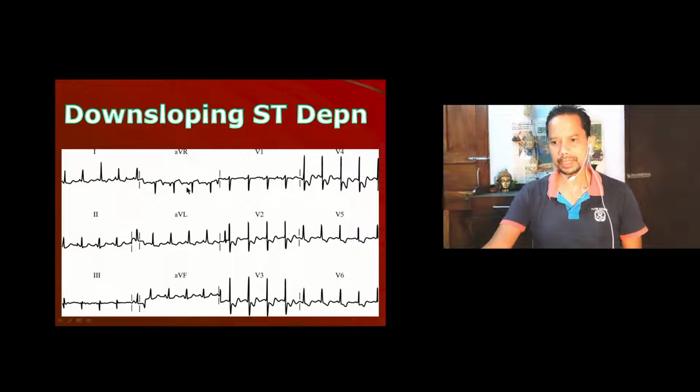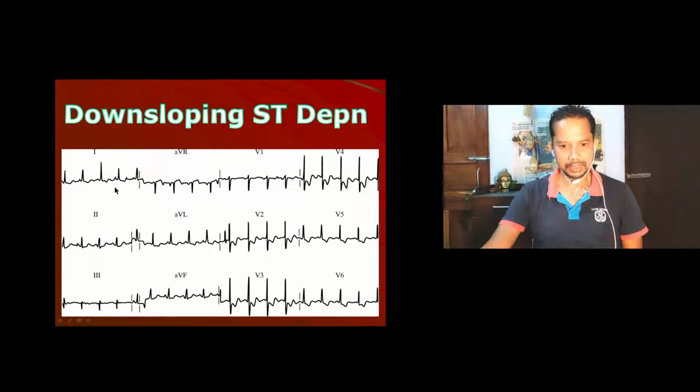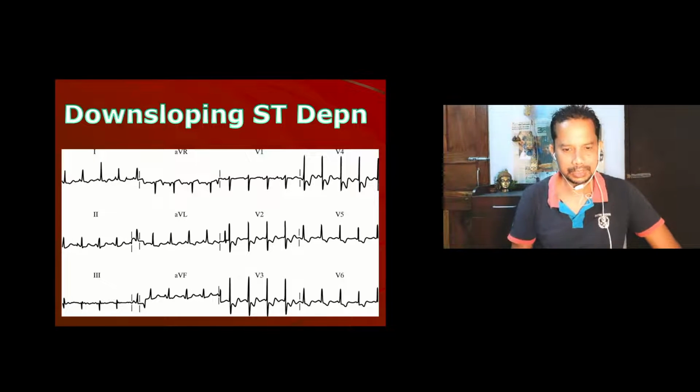Now you see this is a downsloping ST depression. So ST is depressing down. It's not rising up, downsloping. Then what else does this ECG have? So let's not miss other findings. So always look at the ECG like this at least 2-3 times. Now in this ECG, what do you see?